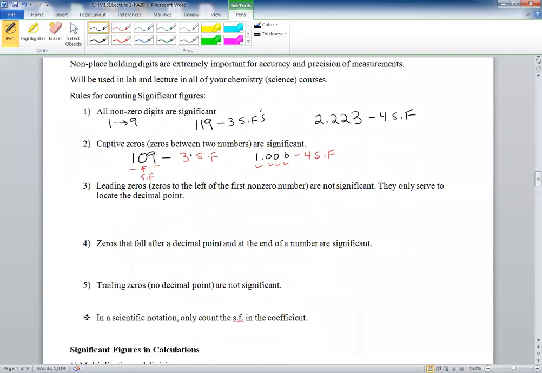Leading zeros, zeros that fall to the left of the first non-zero number, are not significant. They only serve to locate the decimal point. I mean, these zeros. Anything that comes on the left, or they lead the number, those are not significant. So if I have this, then all of these zeros are not significant because they are leading zeros. So I only have 1 significant figure, and that is the 1.